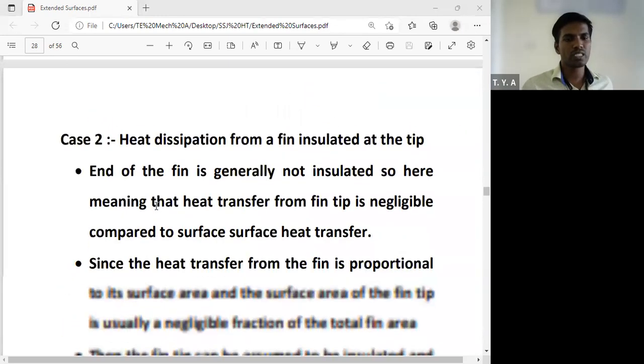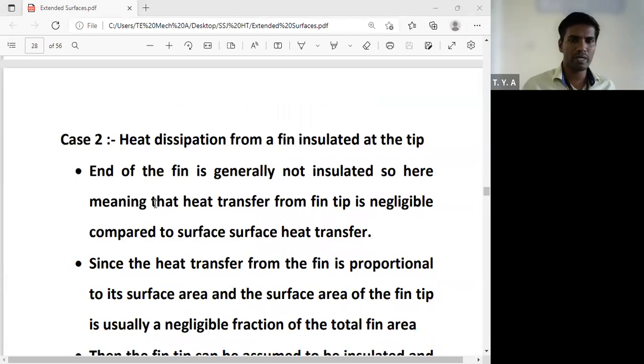So today we have to discuss the case 2. Okay, so all of you write down case 2. So in this case, whatever the fin is there, at the end we have to use the insulation. So what will be there at the end? Insulation will be there. So we have to consider that insulation at the tip. So write down case 2.